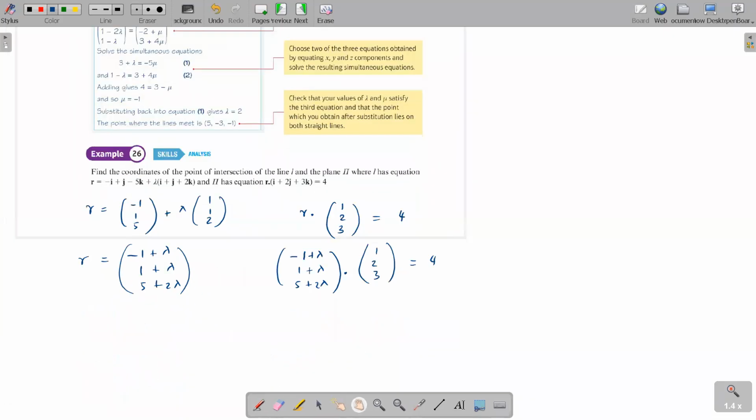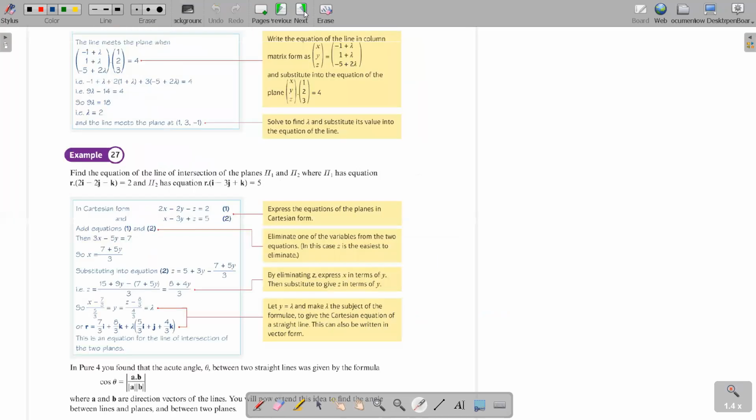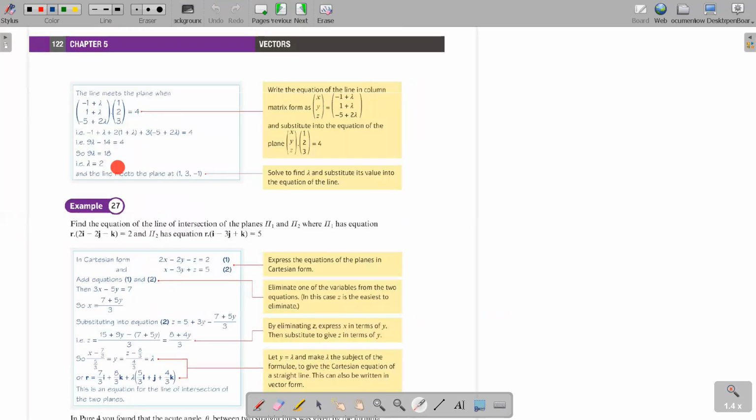Then we need to find the lambda value. (-1 + lambda) times 1, (1 + lambda) times 2, (5 + 2 lambda) times 3 equals 4. This is the dot product. You solve this and you get the lambda value. That lambda value you can substitute over here and immediately you get the point of intersection. Okay, that's fine, right? So that part they have done; the remaining thing here, you can check the example and continue with that.